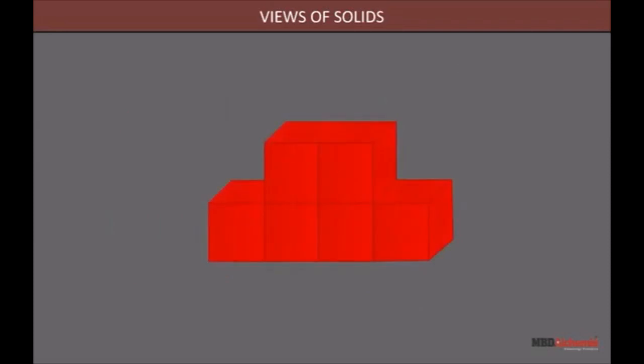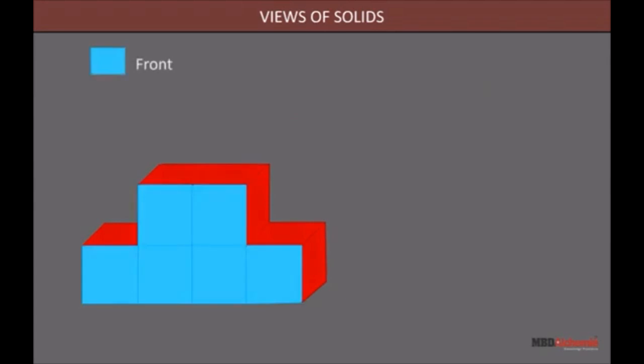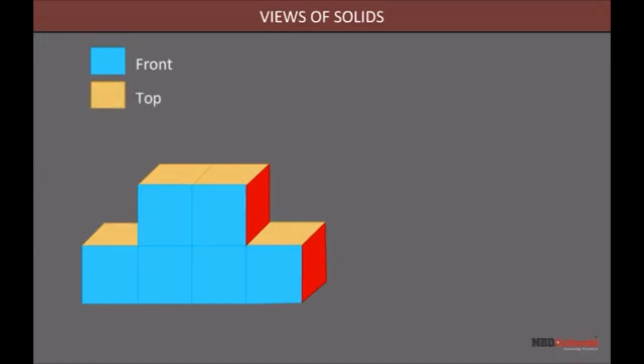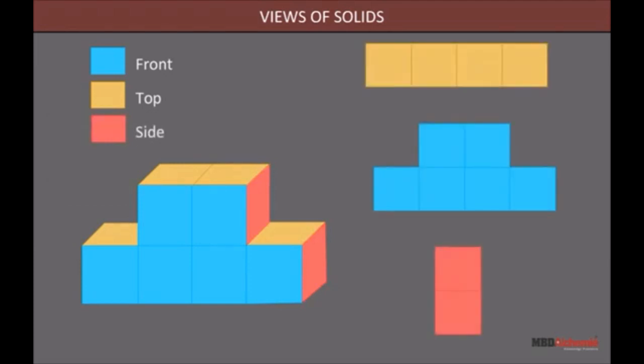First, mark the views as shown in the animation. When we look at the front, we will see this figure. From the top, we will see these two, and we will also see the flat ends of the other two as well. So we will see this part and everything else is hidden behind this. And from the side we will see this part. Thus, these are the front, top and side views of this figure.